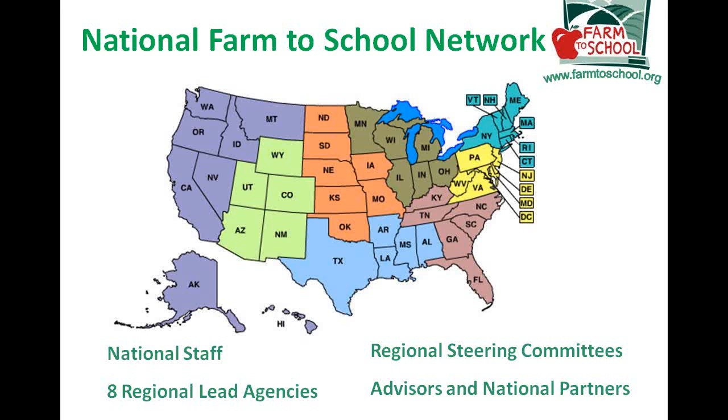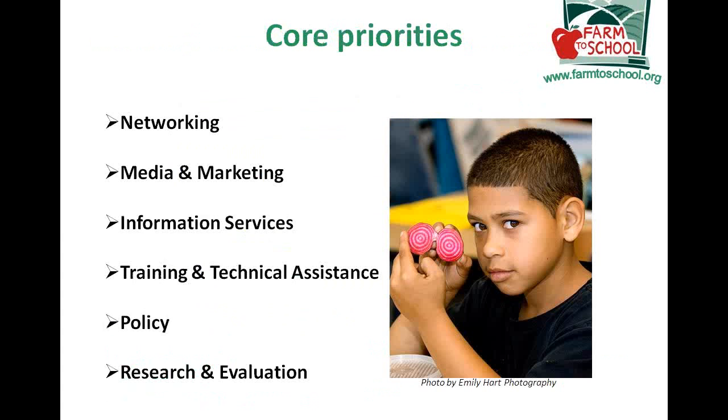So as you can see, there's national level work that happens, there's regional level work that happens, and at the state level also we have leads that go in and provide assistance to projects. So the core priorities, like I mentioned, these are priorities that came in from projects across the state when we surveyed them, saying that the national network should be working on these things: networking, media and marketing, information services, training and technical assistance, policy, and research and evaluation.